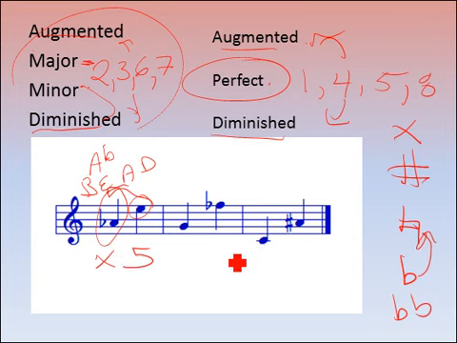And for augmented, we just draw an X. Don't confuse it with the double sharp. The double sharp is supposed to have, see, I didn't even draw my little dots. It's supposed to have little dots on it. Augmented does not.